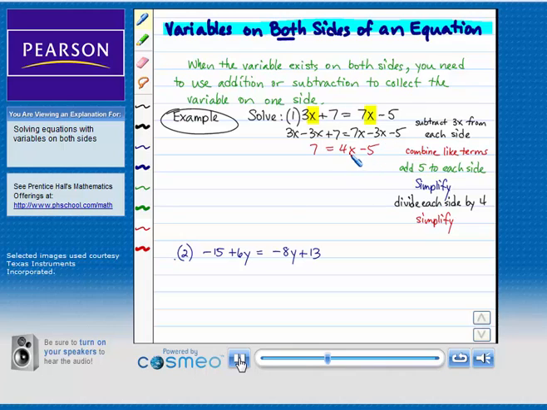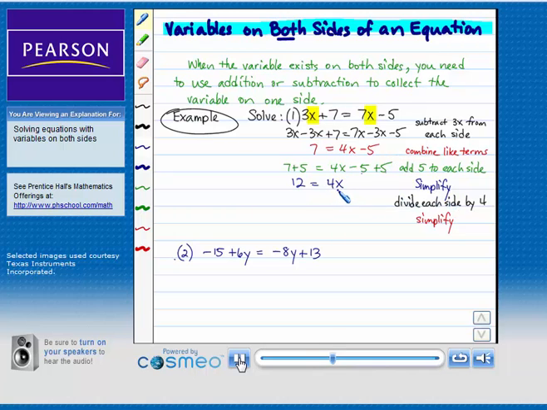Okay, well, the variable now is on one side, and that's good, but I need to remove everything else from that side, so I'm going to add 5 to each side. So that's going to look like this. 7 plus 5 is equal to 4x minus 5 plus 5. And then, of course, I want to simplify. 7 plus 5, that's easy enough. That's 12. Minus 5 plus 5, of course, is 0, so that leaves me with 4x.